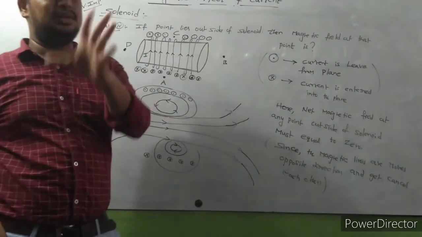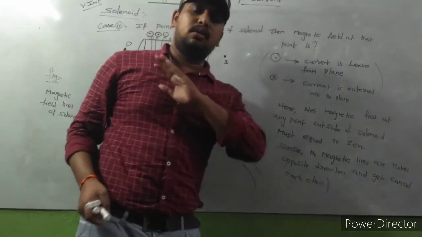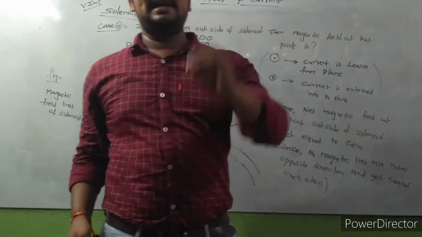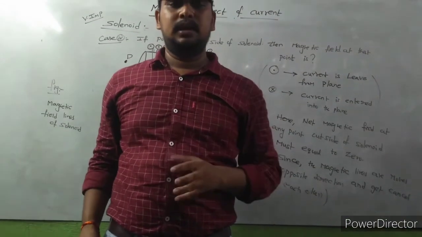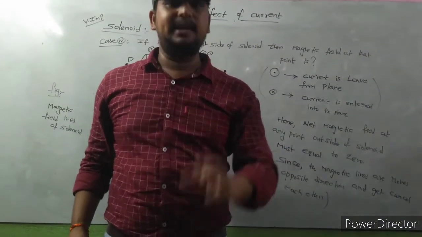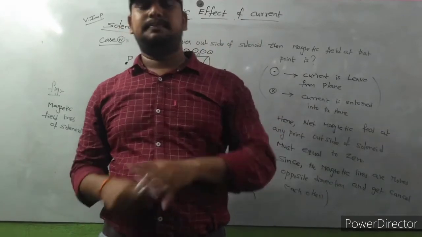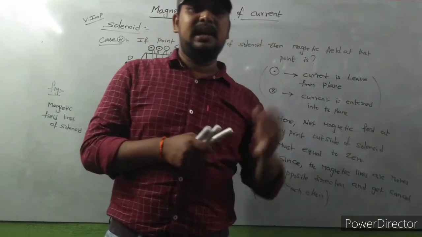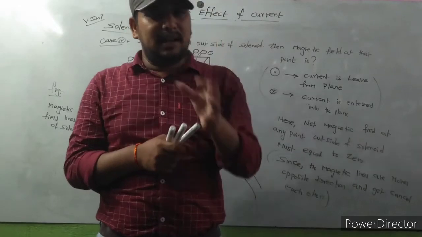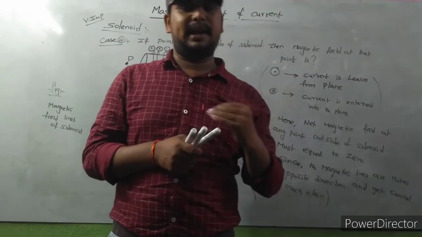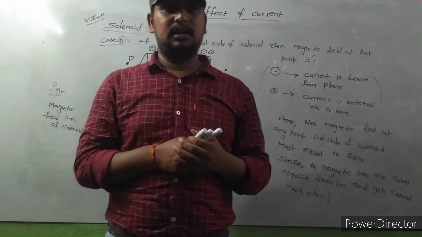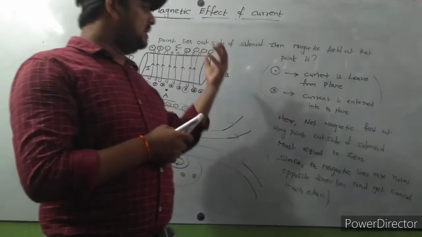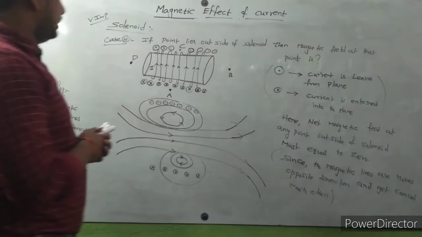Dear students, simple thing, don't panic, don't confuse. If a point lies outside of the solenoid, then the net magnetic field is 0. If a point lies inside the solenoid, definitely a magnetic field exists based upon the position. If that point is at the middle, the magnetic field is mu naught n I. If it is at the edge, mu naught n I by 2. If the point lies outside, the magnetic field is equal to 0.